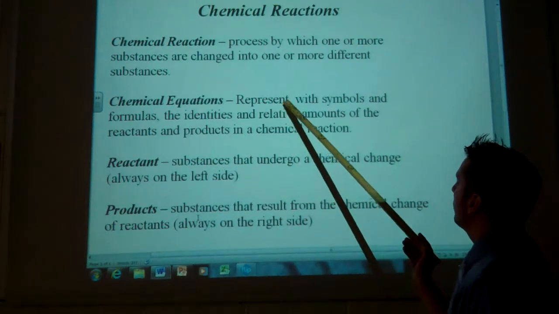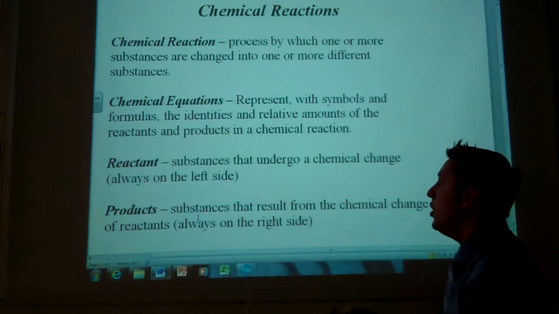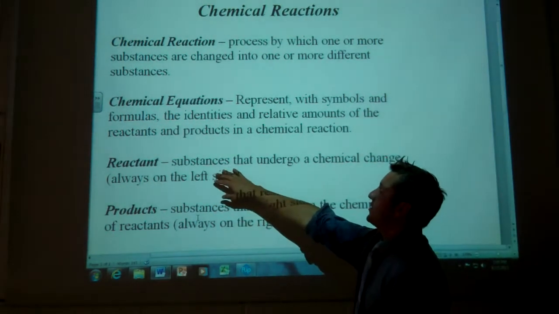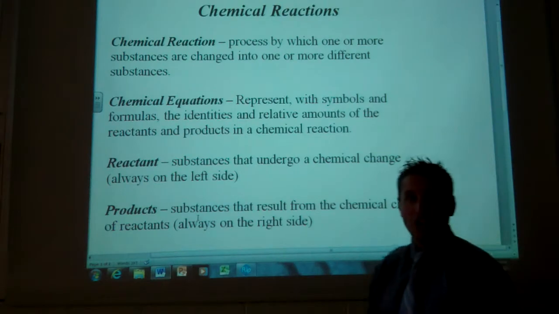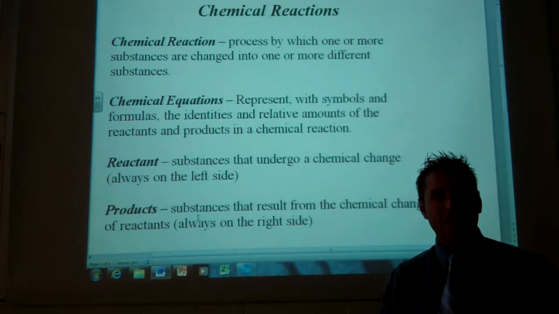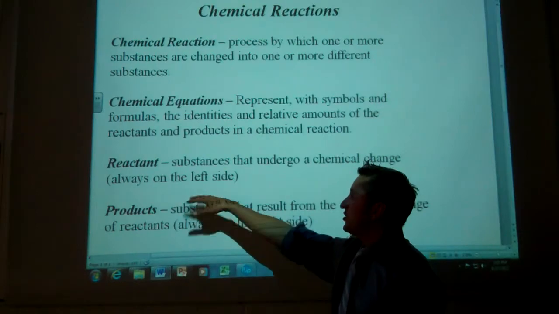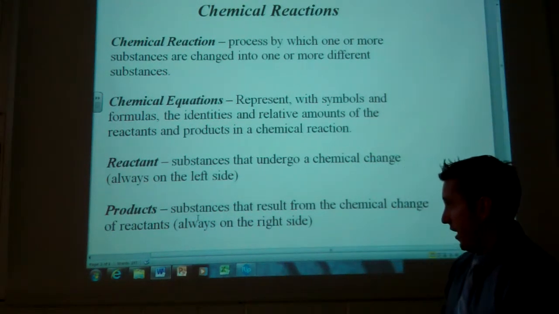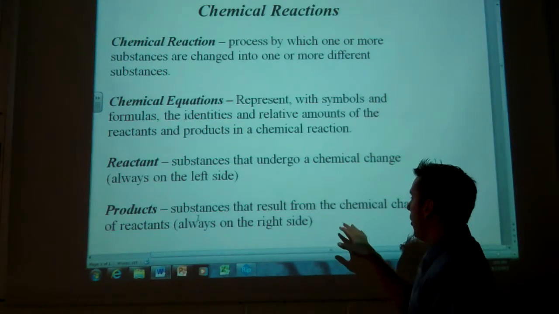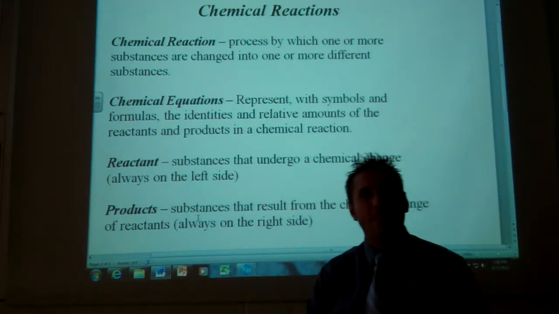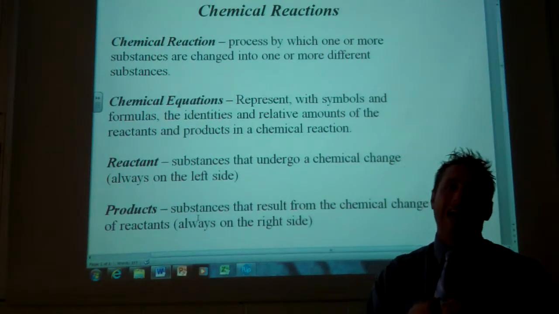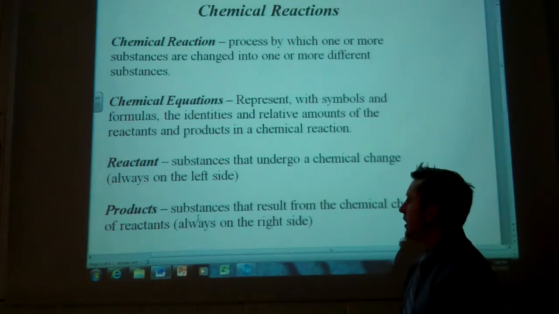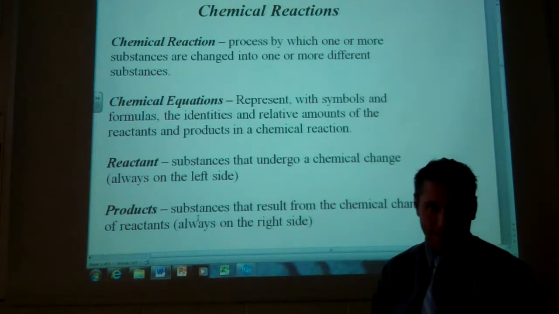I threw out the idea of reactants and products here, so let's talk about what they are. Reactants in an equation are the substances that undergo the change. They are the things that are about to change identity. They always go on the left side of an equation. Products, on the other hand, are substances that result from the chemical change. They're the after, the molecules collide and break apart or reform or rearrange. That's what we call the products. They are always on the right side of the equation.